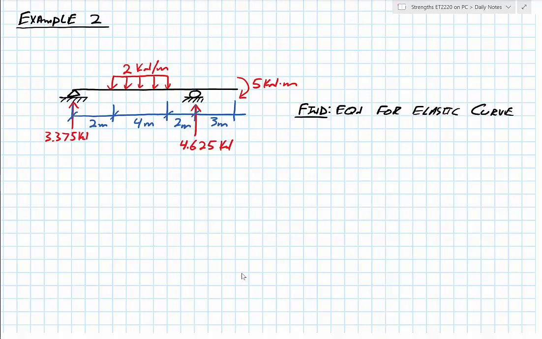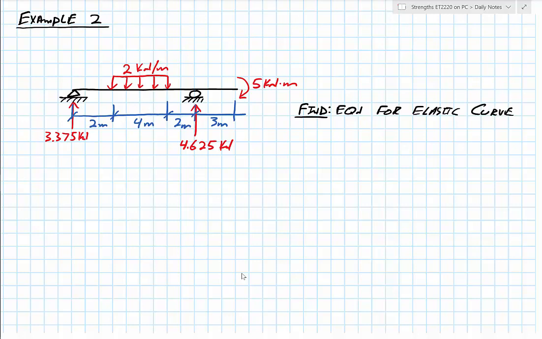All right, let's take a look at this second example. What we have here is a 2 kilonewton per meter distributed load somewhere in the middle between these two supports, and a 5 kilonewton meter moment on the end. I went ahead and did the statics for the reactions for you, so that first step is done. I got 3.375 on the left-hand side and 4.625 kilonewtons at the middle support. And we're trying to find the equation for the elastic curve.